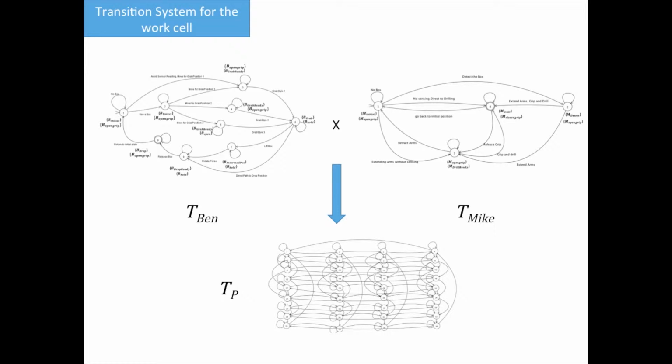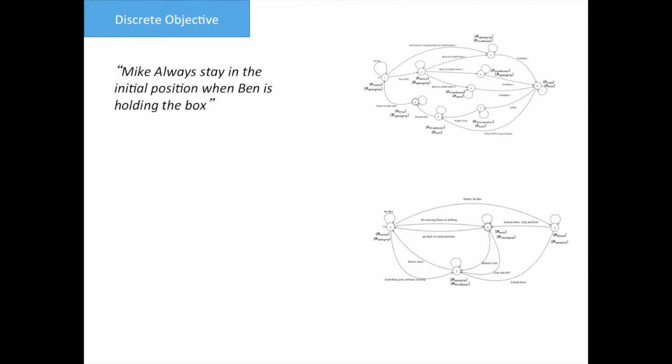In the next few slides, we will see how the work cell transition system can be tailored according to particular objectives. Here we have, for example, a work cell objective stating Mike should be in initial position when Ben is holding the box. This objective can be converted to a linear temporal logic, or LTL, statement by using the labels.